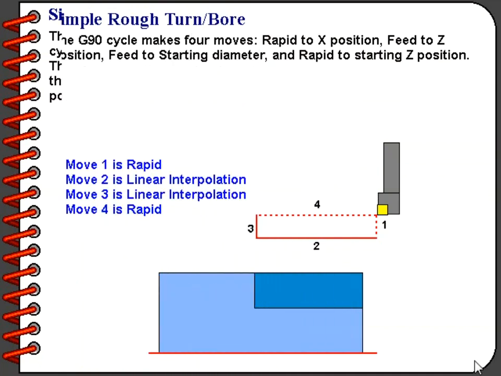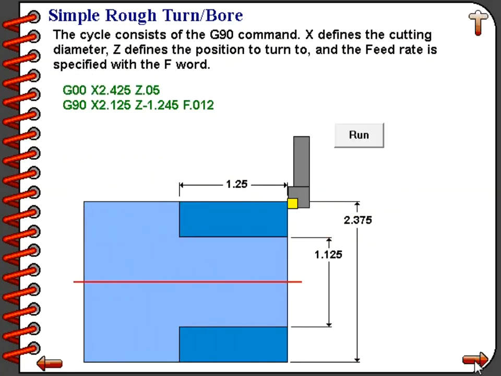The G90 cycle makes 4 moves. It will rapid down to the X position, feed to the Z position, feed back to the starting diameter, and finally rapid to the starting Z position. The cycle consists of the G90 command. X defines the cutting diameter, Z defines the position to turn to, and the feed rate is specified with the F word.